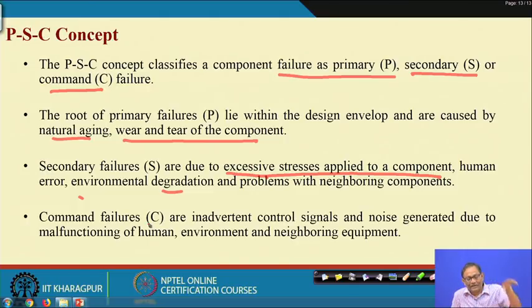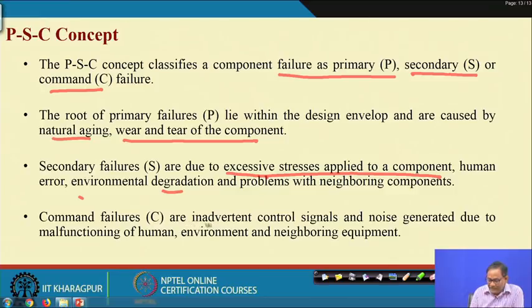For example, a bulb will glow only when you put on the switch and the wire connected to the bulb, switch and power supply should work. Suppose you have not put on the switch, the bulb will not glow. If the wire is broken, it will not carry current. So these are situations where the proper signal does not come to the component, and that is when we say command failure has taken place.